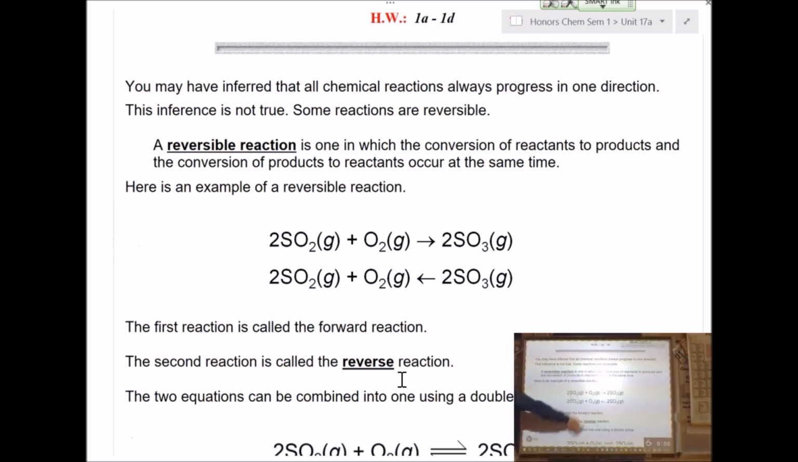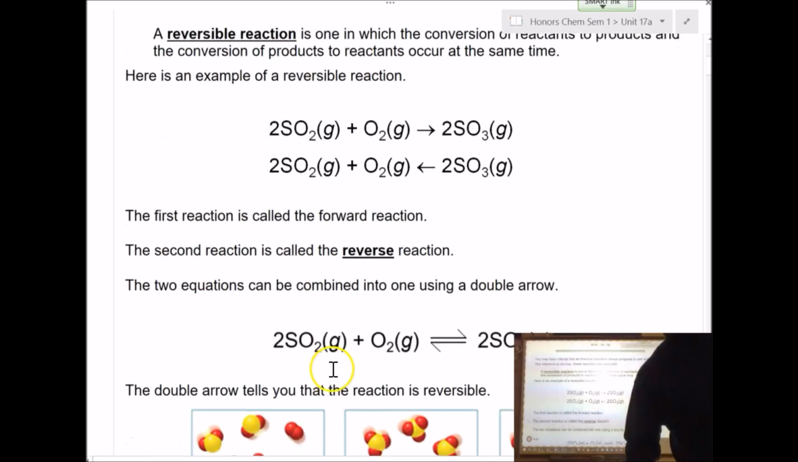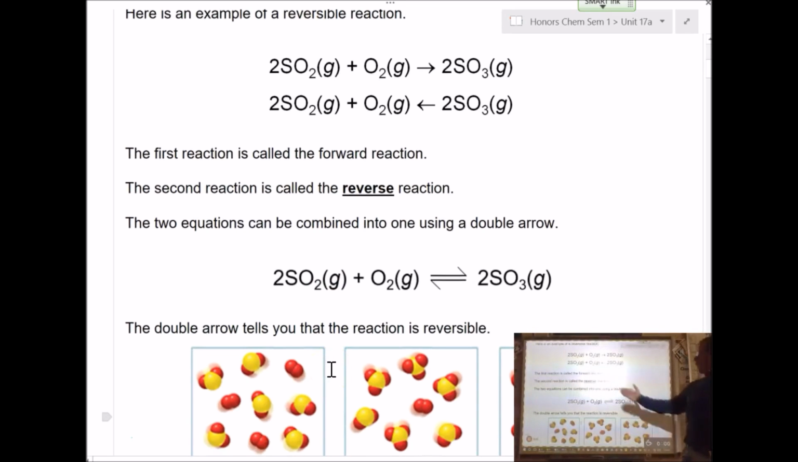So when we look at this generic equation here, where we have sulfur dioxide reacting with oxygen to form sulfur trioxide, after some of that sulfur trioxide has been formed, it quickly reverts back and starts forming the things that created it. It's kind of a neat little thing. So we're going to call this a reversible reaction. In other words, reactants make products and then they turn around and start making the reactants again.